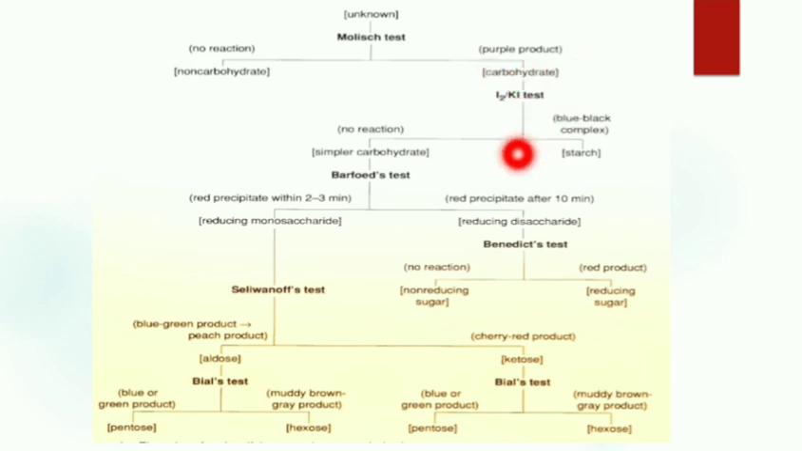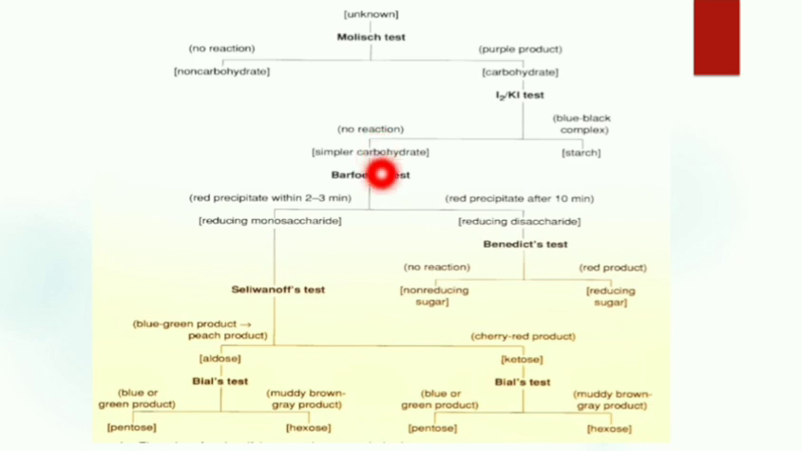Then you have to perform the iodine or potassium iodide test for further identification. It is also categorized into two classes. If the compound shows a blue-black color or blue-black complex, it will be starch. Another one, if there is no reaction with the iodine or potassium iodide solution, it will be a simple carbohydrate.